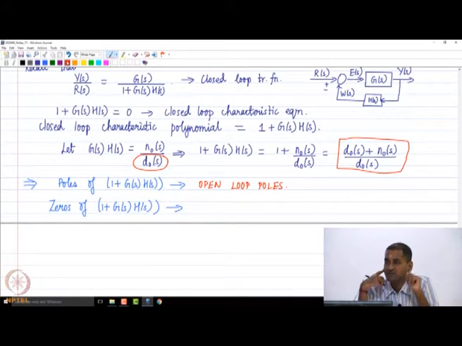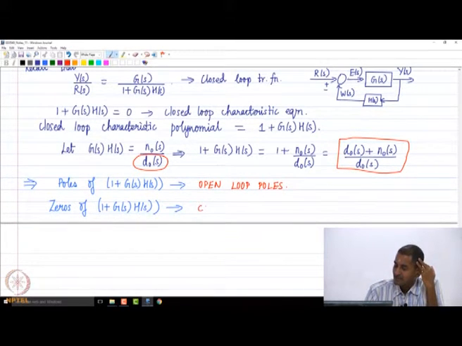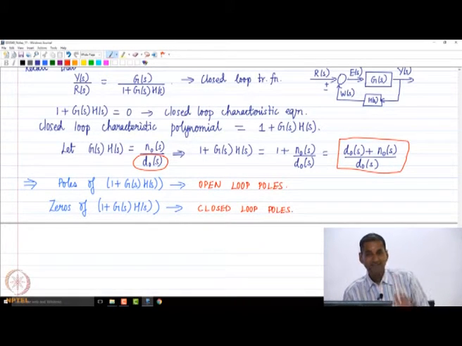What are the zeros of the closed loop characteristic polynomial 1 plus G(s)H(s) called as? We have already discussed this, I am just recapping. Closed loop poles, that is it, right. I am recapping this terminology once again because we are going to mix poles and zeros, but I want us to be very clear.